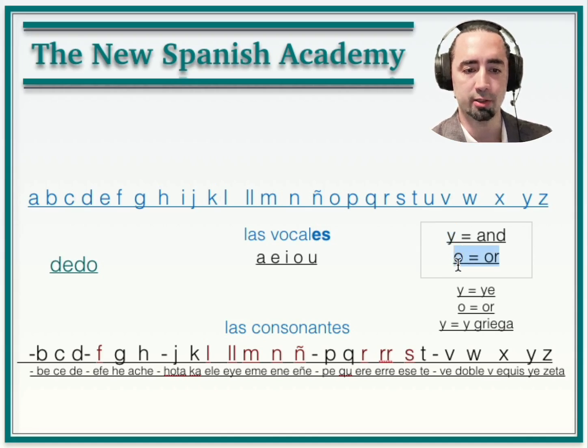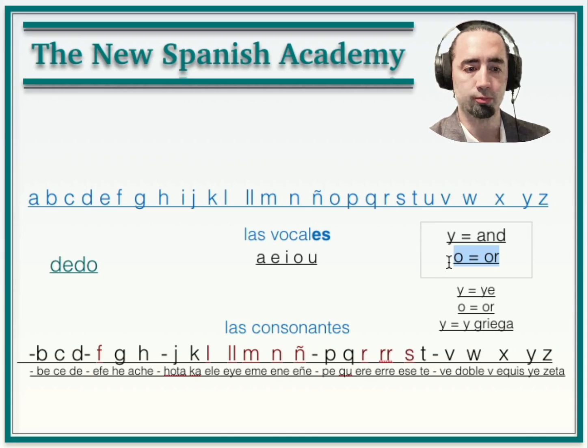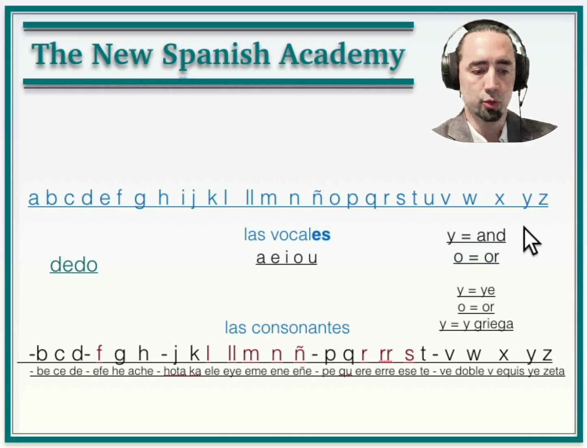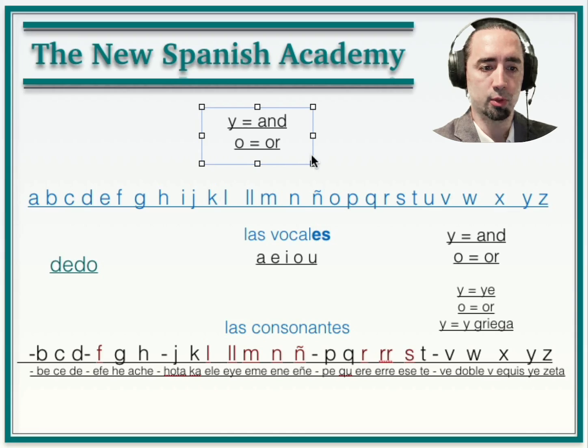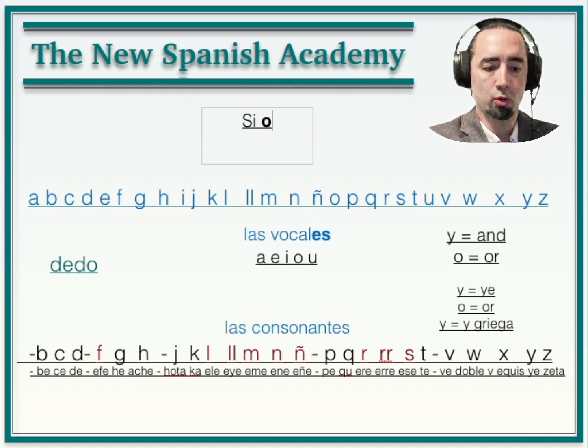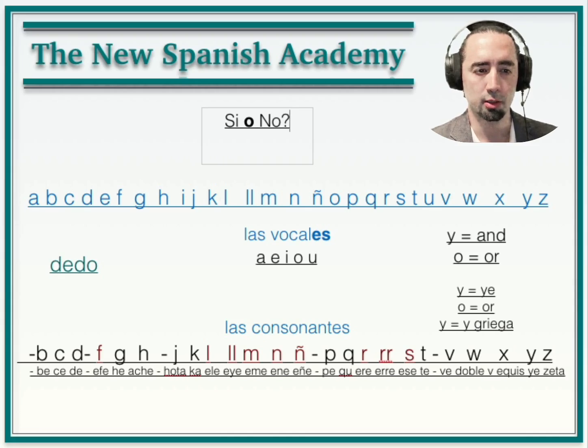And now that we learned how to say "and," let's learn how to say "or." Yes or no. Or is O. Alright? So if I ask you "yes or no," how do we say that? We say sí o no. Sí o no. Yes or no. Sí o no. Okay? Sí o no. Yes or no.